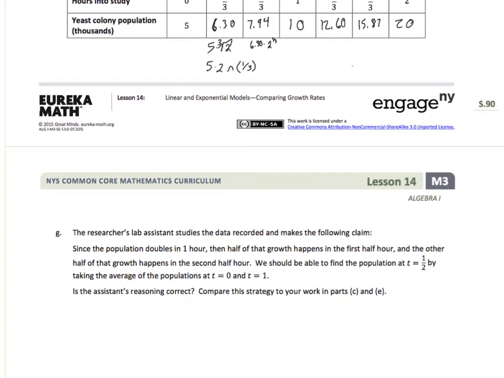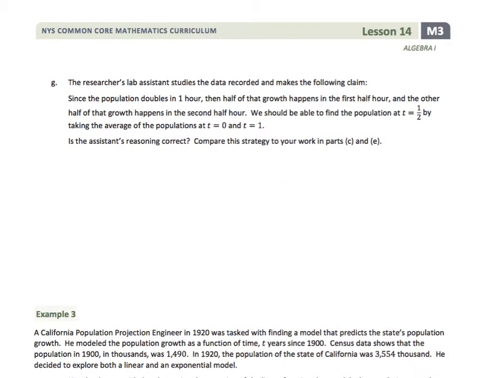So let's move on. The researcher's lab assistant studies the data recorded and makes the following claim. That's always a difficult thing to do. Since the population doubles in 1 hour, then half of the growth happens in the first half hour. Uh-oh, I see a problem there. And the other half of the growth happens in the second half hour. Oof, that's not good. We should be able to find the population at t equals 1/2 by taking the average of the populations at t equals 0 and t equals 1.